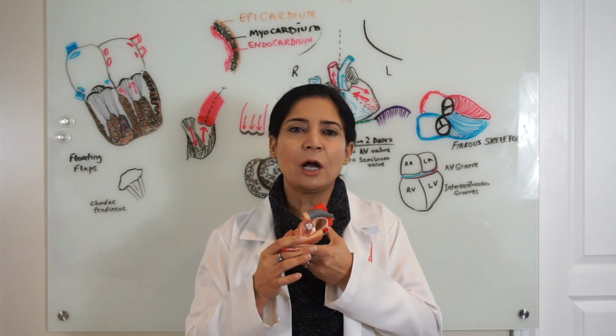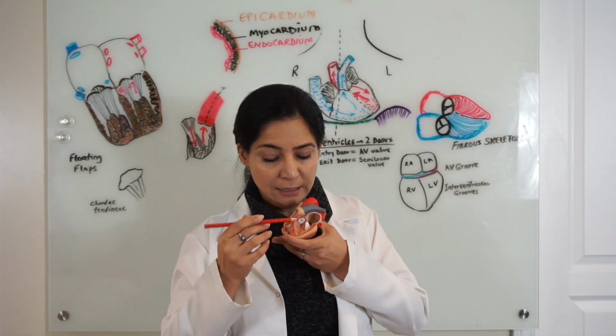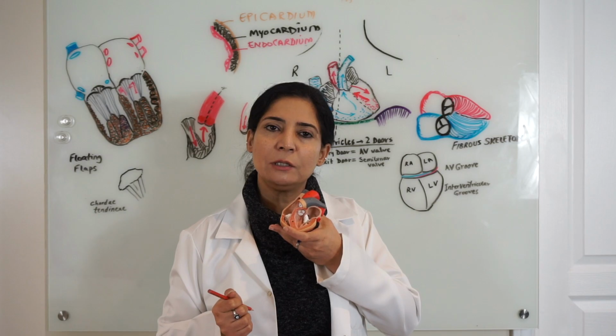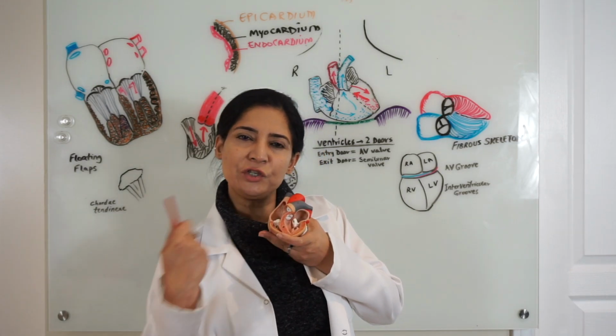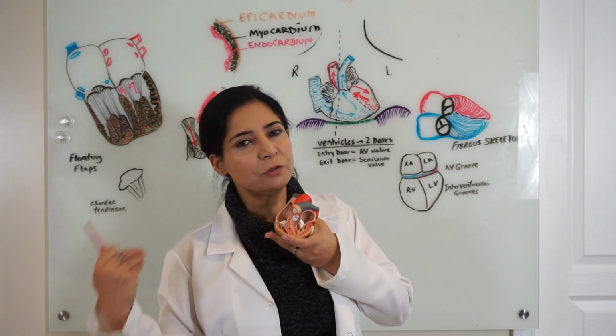Okay, now let's talk about the left ventricle and explore it. The left ventricular cavity is much larger because of the bulging of the interventricular septum towards the right side.